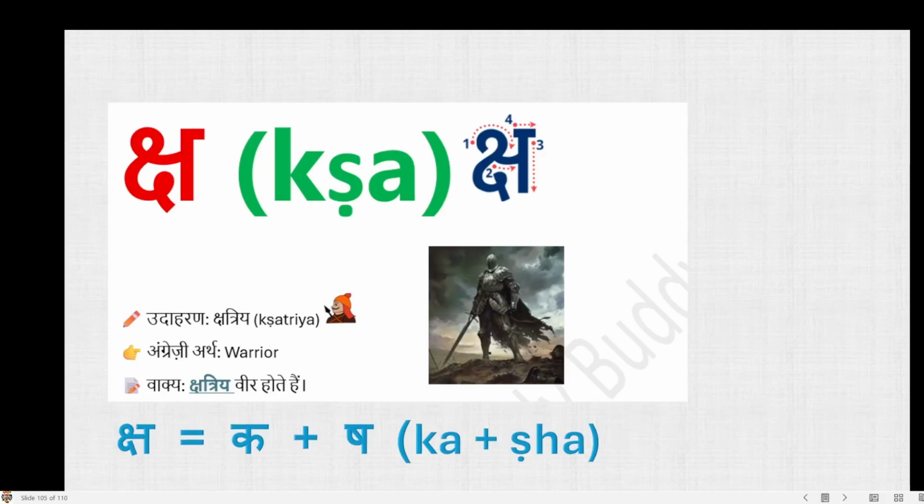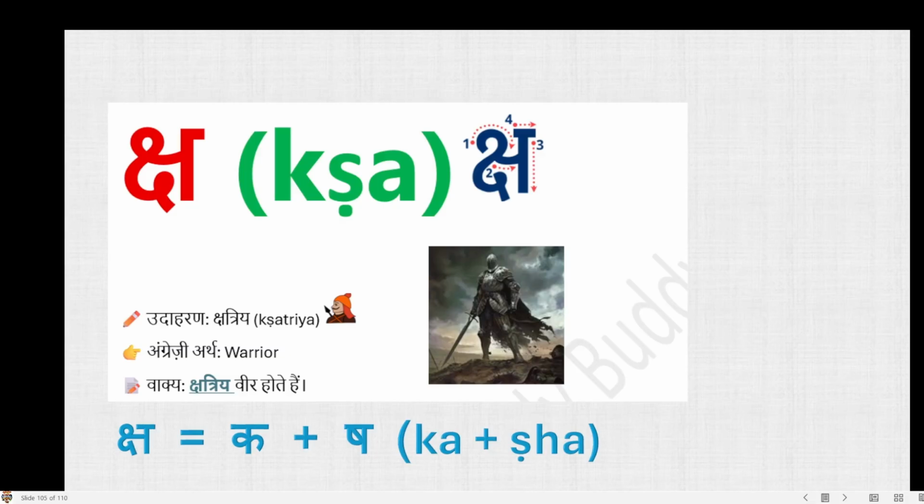Now, let's see the Samyukt Vyanjan letters one by one with examples for better understanding. The first letter is Ksha. Ksha is derived from adding the sounds K and Sh. The sound of Sh is pronounced as Ksha, like the Ksha in the word Lakshmi. Let us see an example. Kshatriya, which means warrior in English. A Kshatriya is known as a brave protector in ancient times. Now, let's read the sentence. Kshatriya veer hota hai, meaning a warrior is brave.